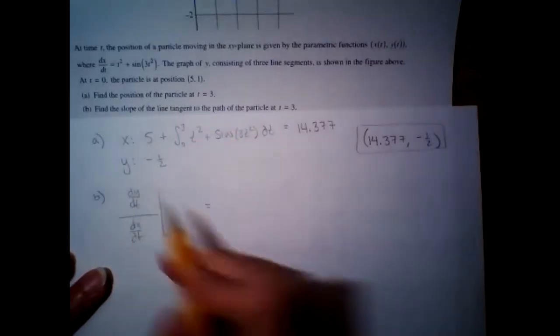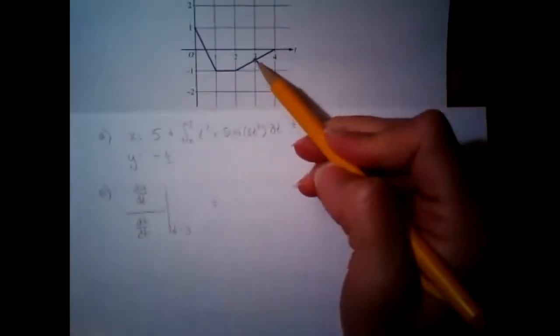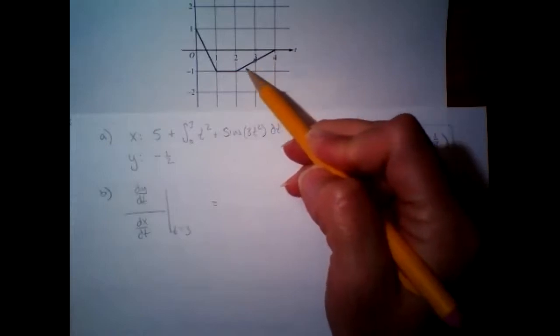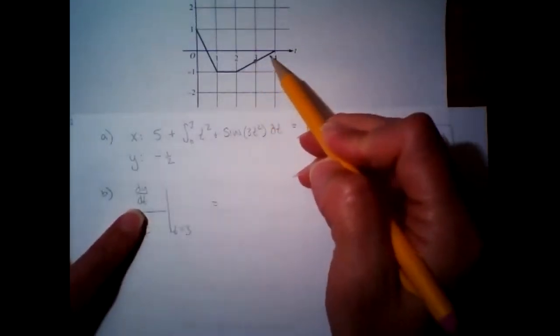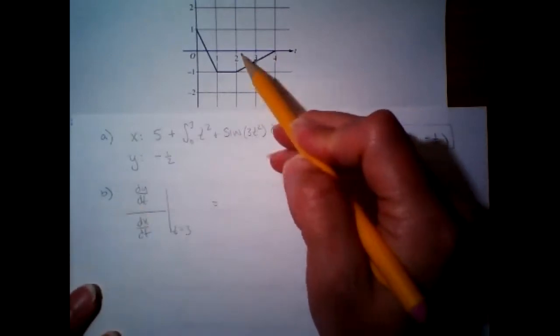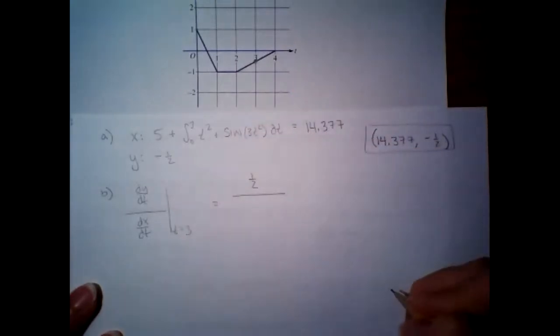All right, so let's do the derivative of y at time 3. So all we have is this position graph for y. At time 3, we're using this line segment, and derivative means slope. So we want the slope at 3. Derivative means slope. So that slope is 1/2. It's going up 1 over 2. So dy/dt is 1/2.